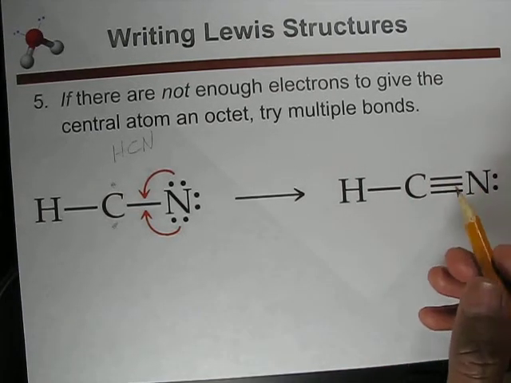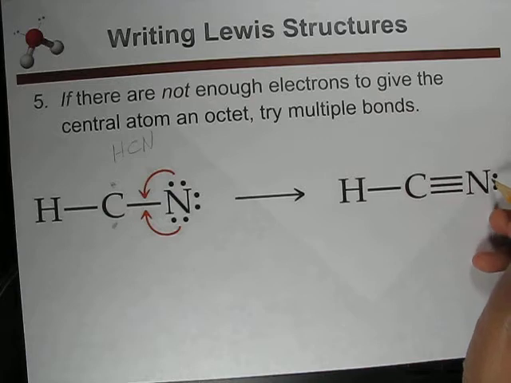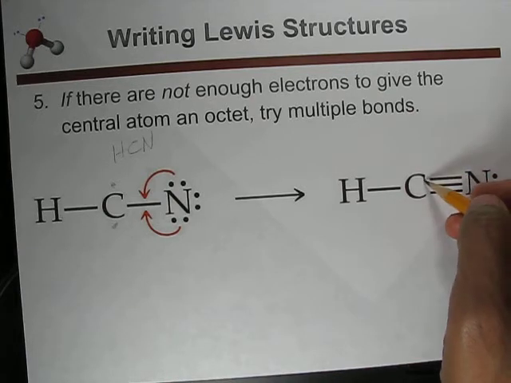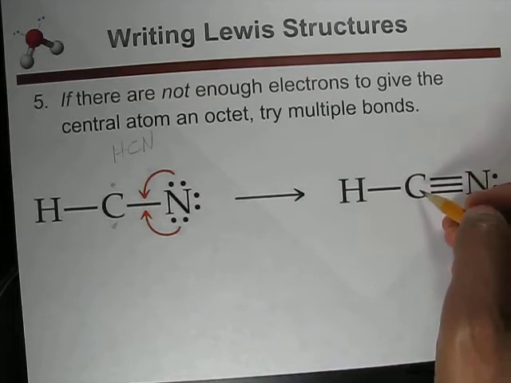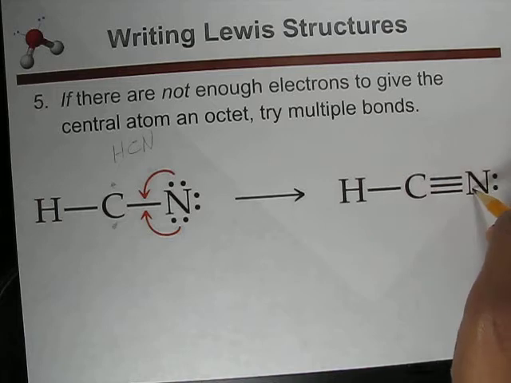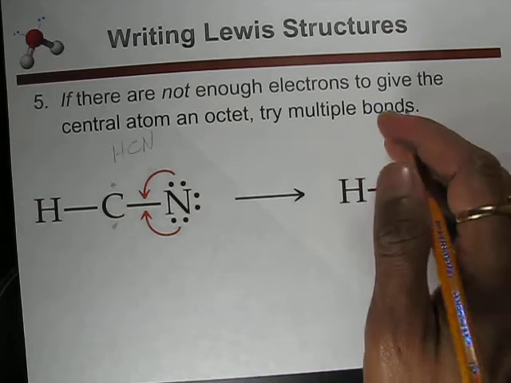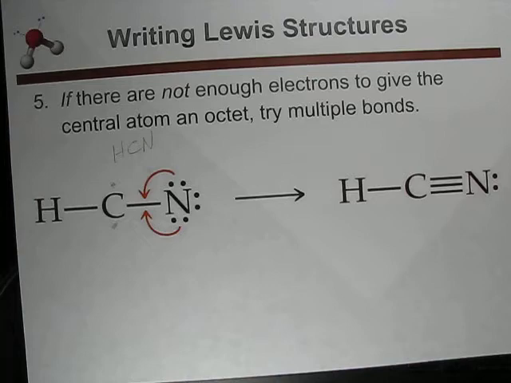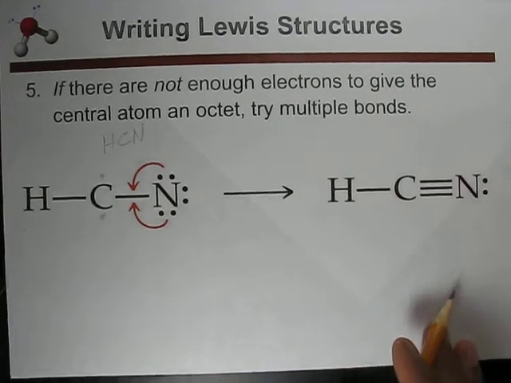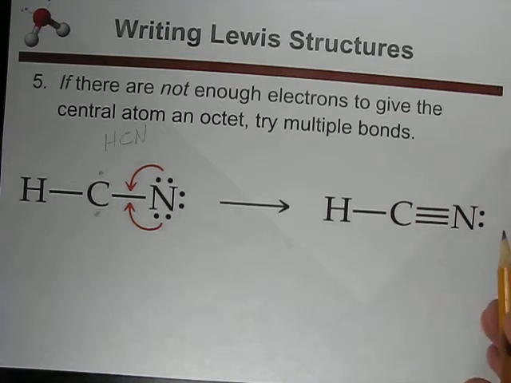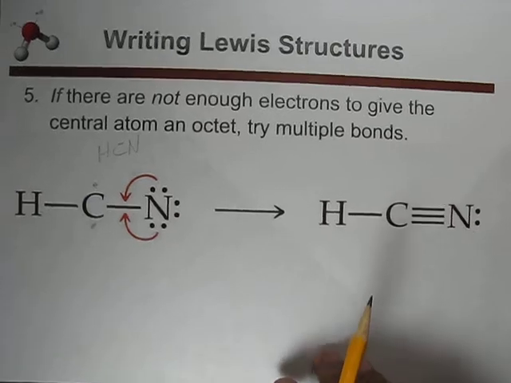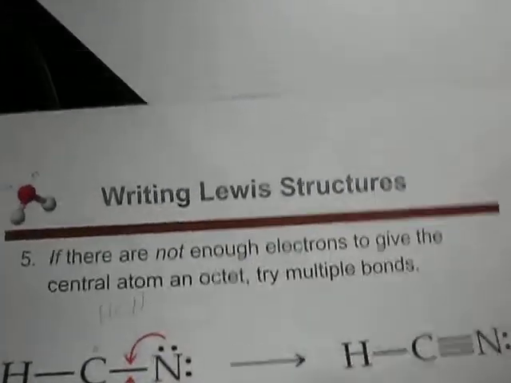So that is why nitrogen gives 2 more electrons to the carbon to share. Basically nitrogen shares 3 electrons with the carbon, and carbon and nitrogen have a triple bond. So these 3 lines are called a triple bond, and 1 lone pair will remain. A non-bonding electron pair will remain on the nitrogen. So this was the example of the Lewis structure.